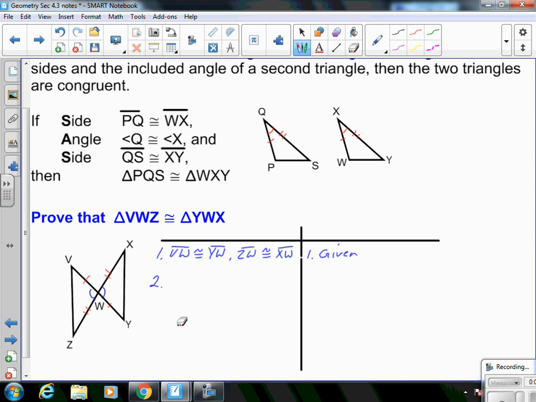So we can say that angle VWZ is congruent to angle XWY. We have to use three letters here because we can't just say angle W, because there are multiple angles right there at point W. And we're saying that those are congruent because they're vertical angles, so that comes from the vertical angles theorem.